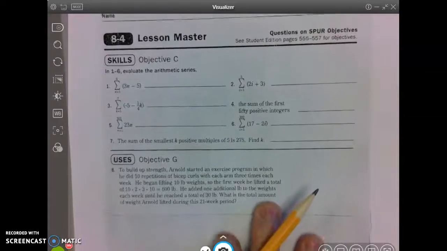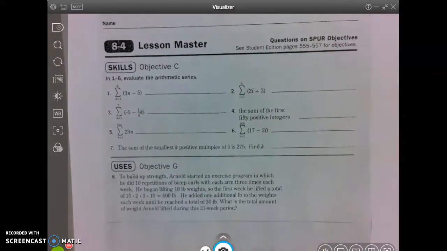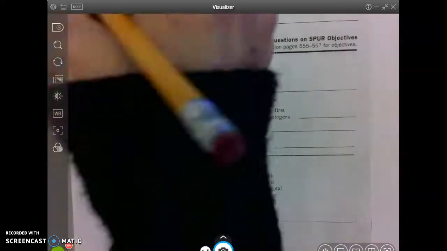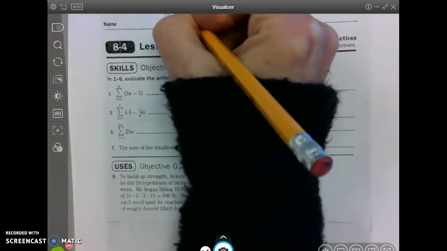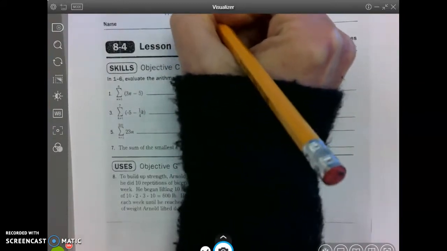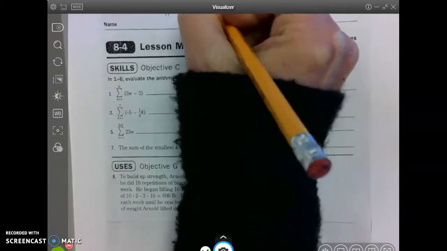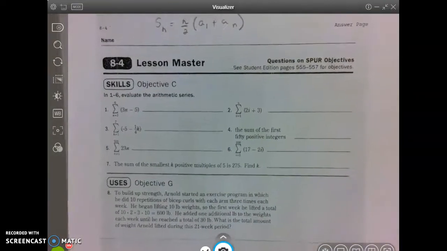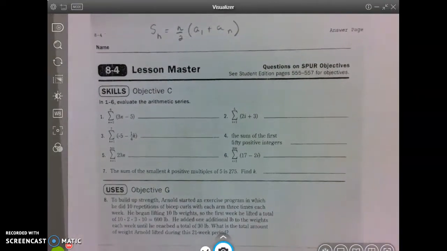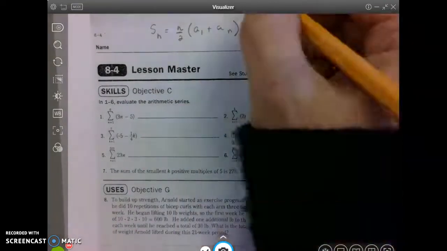So this is Lesson Master 8.4, and we're going to be evaluating different arithmetic series. I think it might be helpful to put our formulas at the top of the page. S sub n is n divided by 2 times the first term plus the last term. That's the formula that I'll use if I know the first and last term.